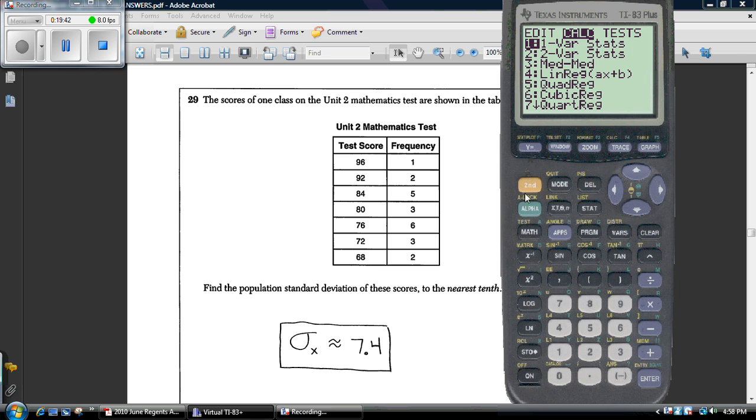That's all you use in this class. You hit enter. You go L1, and L2, the data from L1 and L2. Hit enter, and it prints up all that stuff. Which one of these is the population standard deviation? It's this one right here. It even looks like a little p for some weird reason. And so take this one, and that's it. Just round it to the nearest tenth, 7.4.